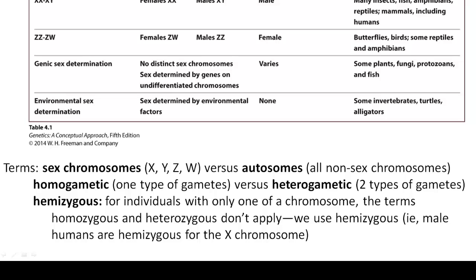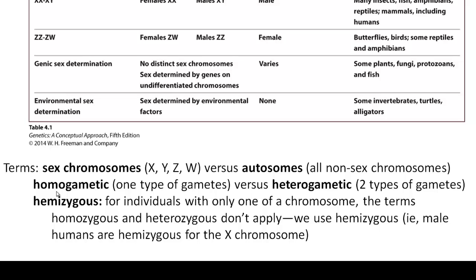We'll also talk about the homogametic sex versus the heterogametic sex. And what this means is just how many different types of gametes you can form. So for the homogametic sex, in humans, that would be female because they only make one type of gamete. All of them are going to have an X chromosome. In contrast, males are the heterogametic sex because they make gametes with an X chromosome and gametes with a Y chromosome.